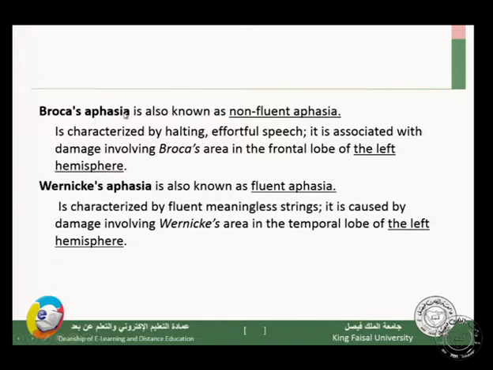Broca's area is responsible for production. So people who have damage in Broca's area have a problem in production, a problem in speaking. They cannot speak fluently. Of course, Broca is in front. B is one of the front letters, A, B, C. So B is in the front.